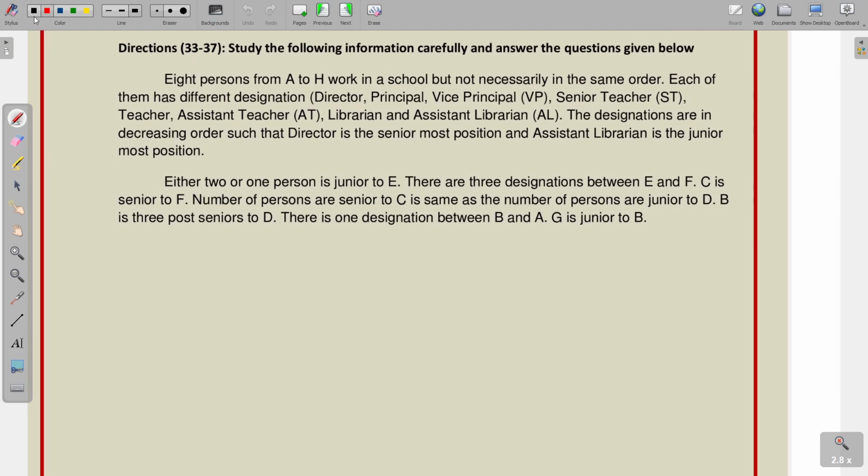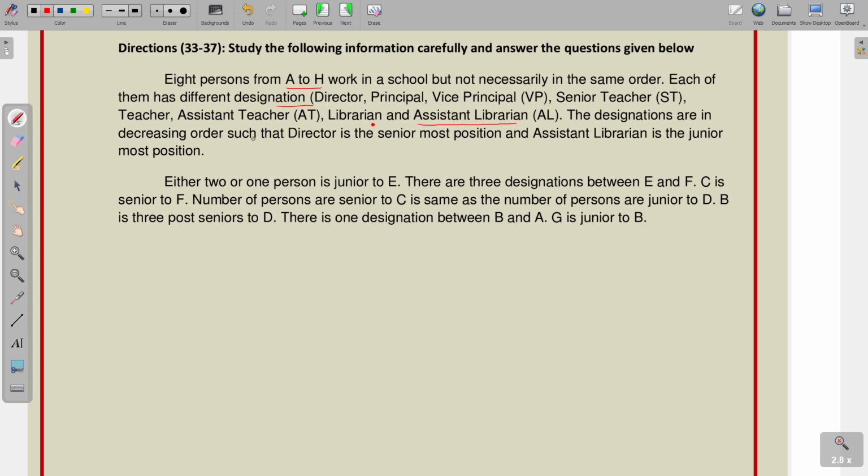Study the following information carefully and answer the given questions. So here we have a puzzle. 8 persons from A to H work in a school but not necessarily in the same order. Each of them has different designations: director, principal, vice principal, senior teacher, teacher, assistant teacher, librarian and assistant librarian.